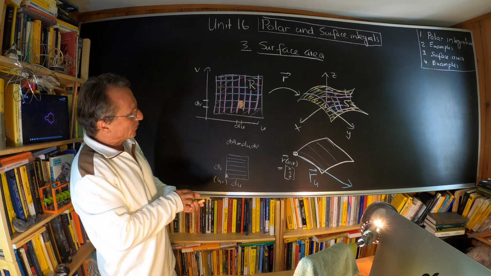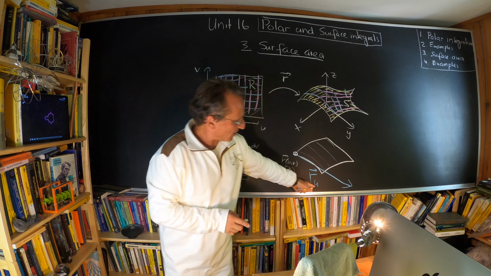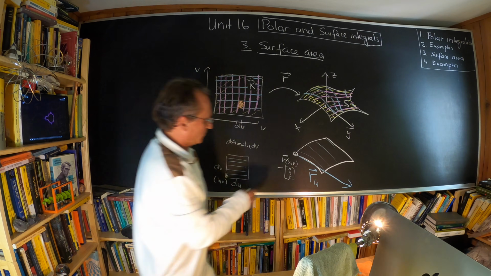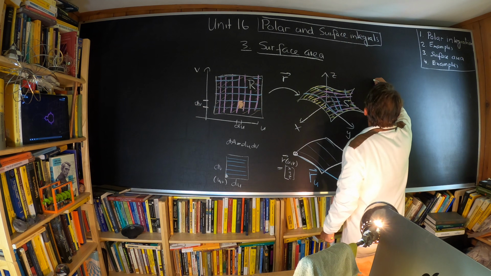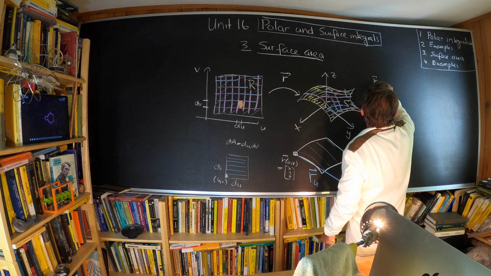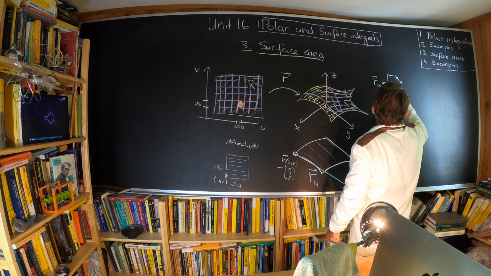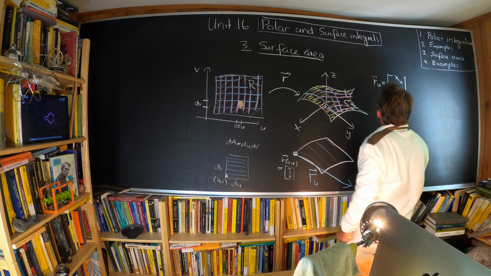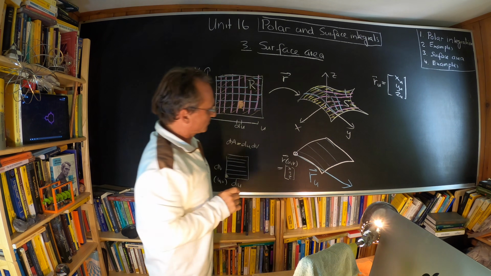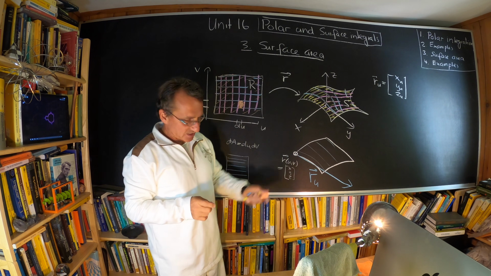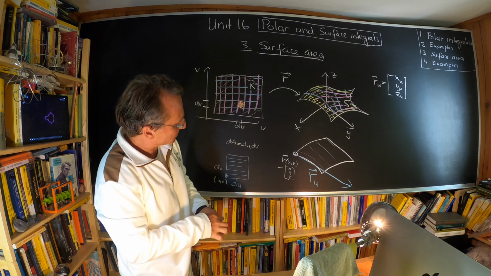So r_u is the partial derivative of r with respect to u. Let me just write that down. So r_u is x_u, y_u, z_u. These are functions of u and v, which we differentiate with respect to u. So that's a vector tangent to the surface.